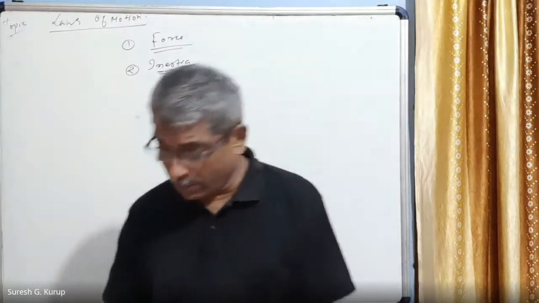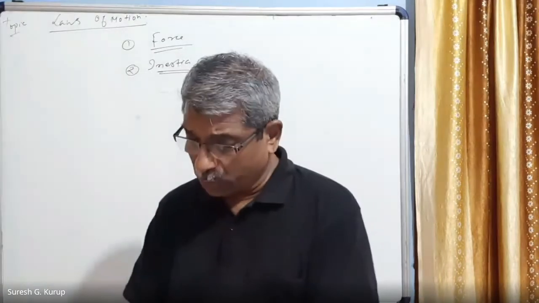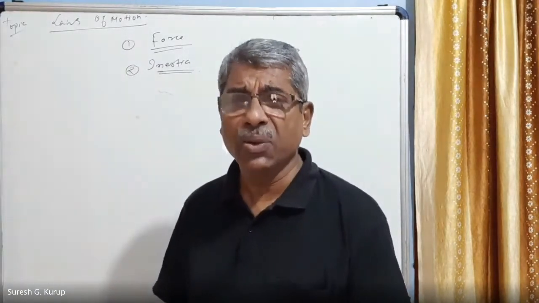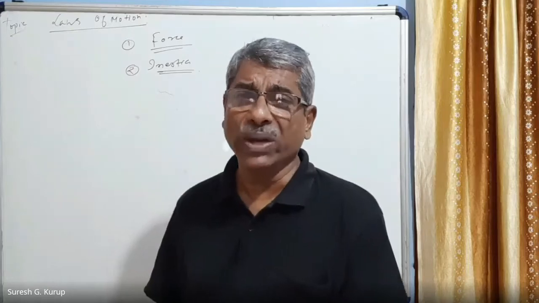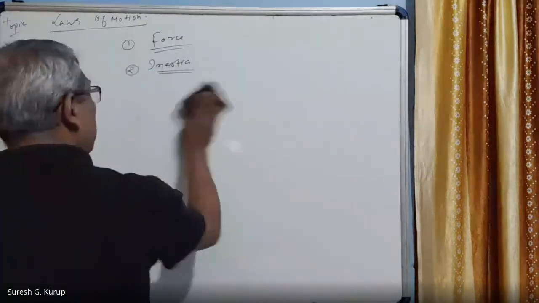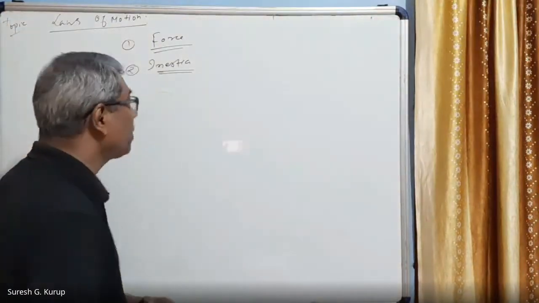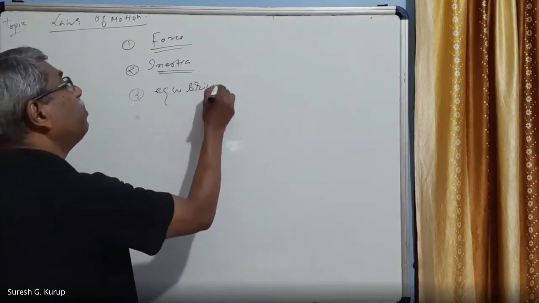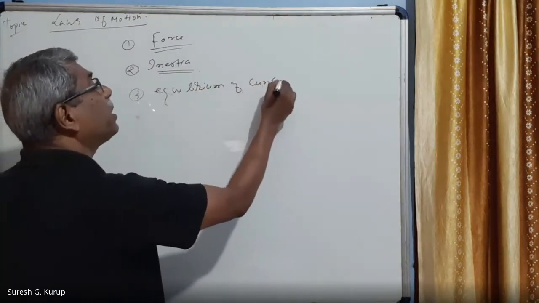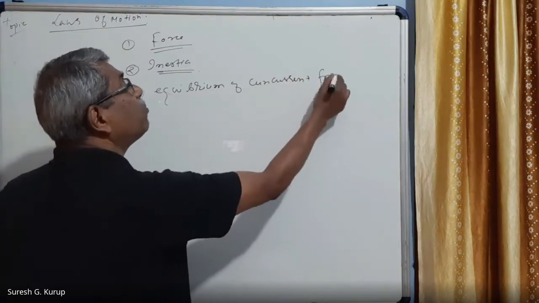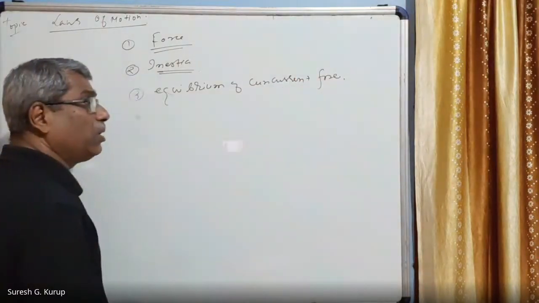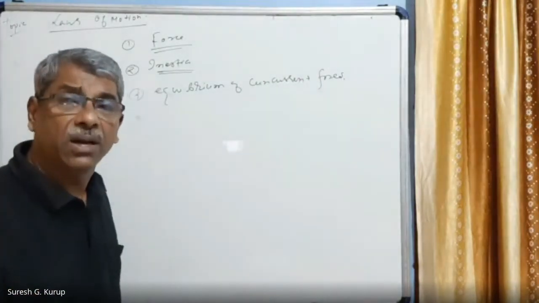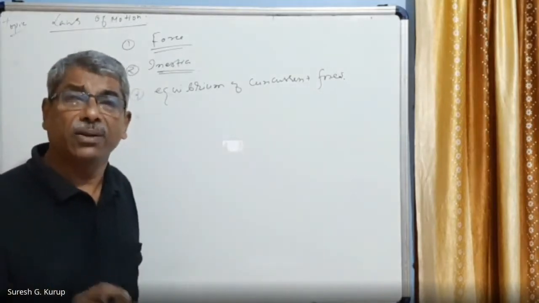Next is equilibrium of concurrent forces. Concurrent forces mean forces which are acting at the same point, called concurrent forces or concurrent vectors, because force is also a vector. So equilibrium of concurrent forces, I am going to talk about. Equilibrium, the third part, is equilibrium of concurrent forces. Concurrent forces means the forces which are acting at a particular point, or forces which are simultaneously, at the same time, many forces acting on a body.